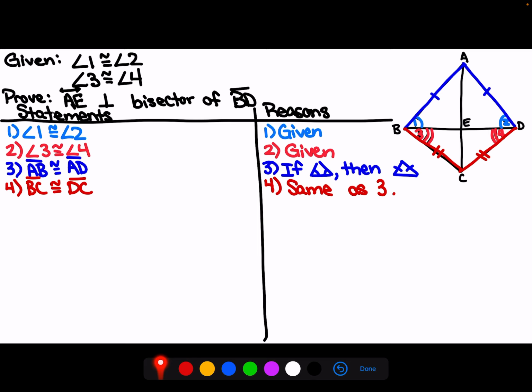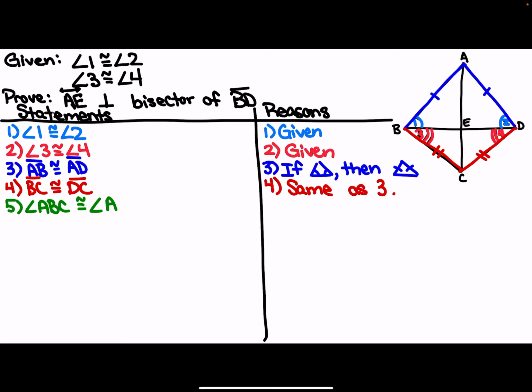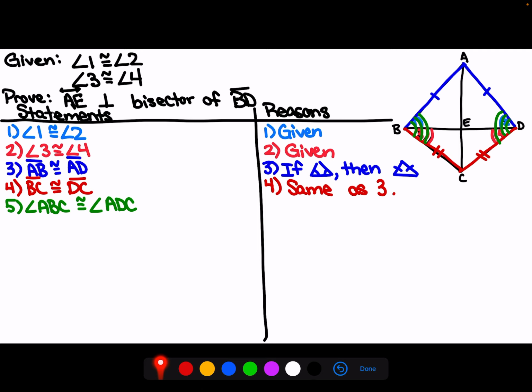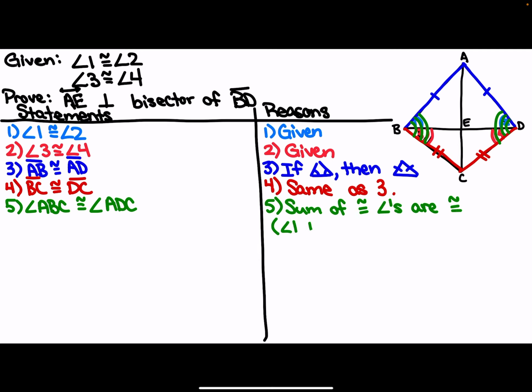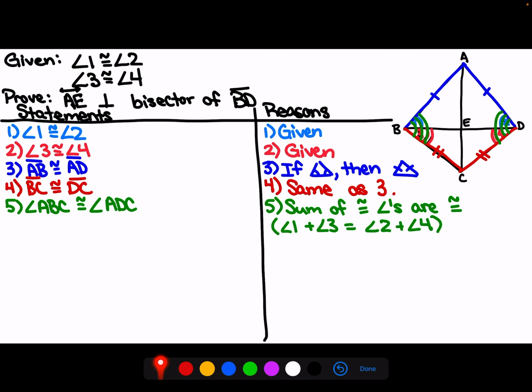So therefore, I can say angle ABC is congruent to angle ADC by addition. The sum of congruent angles are congruent. So you can either say addition property, because we added them together, or you can say the sum of congruent angles are congruent. That's perfectly fine as well.